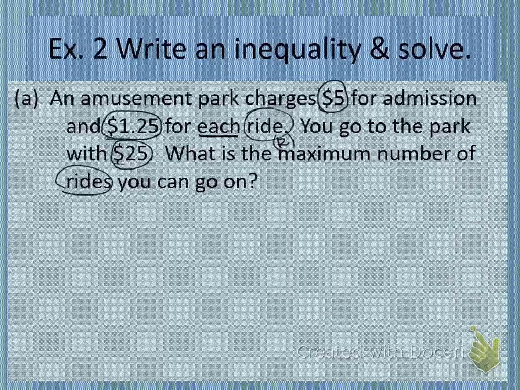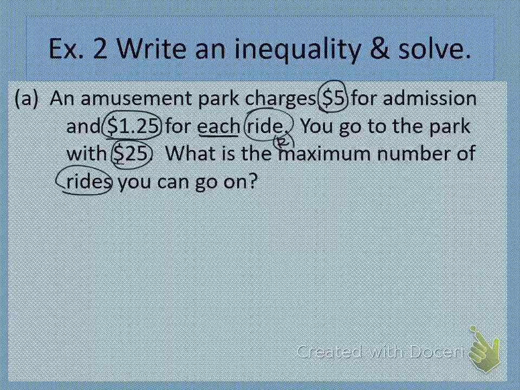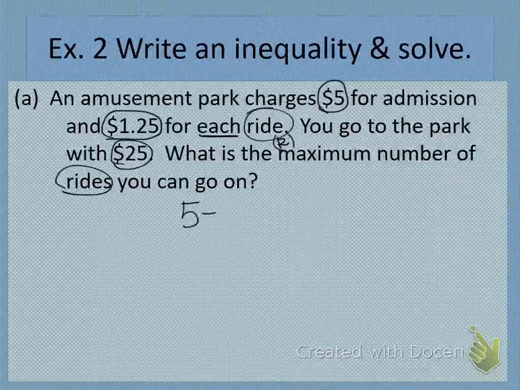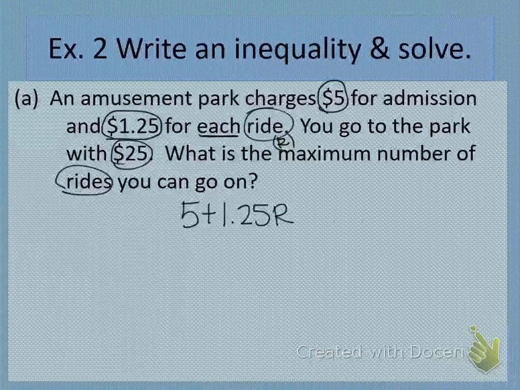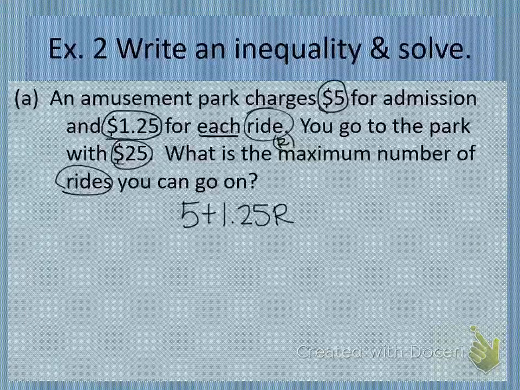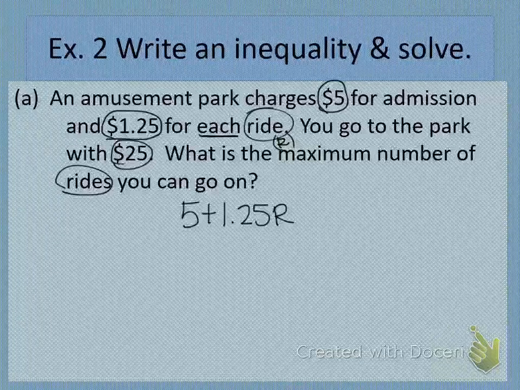So what does that look like? Go ahead and write down on your paper what you think. $5 for admission and then $1.25 for each ride. What do you think that expression looks like? KK, what do you think it looks like? All right, $5 that you pay to get in plus the $1.25 times R. There's the $5 you paid to get in plus however many dollars you spent on rides.